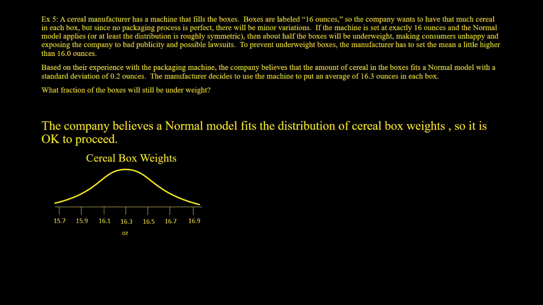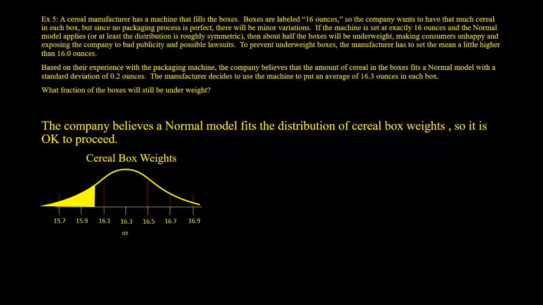We're interested in boxes that are underweight. Underweight means 16.0 ounces or below. 16.0 is in between 15.9 and 16.1, so I'm going to put a vertical line there. It's 16.0 ounces, and I want to shade to the left. So I'm looking at everything to the left of that area.